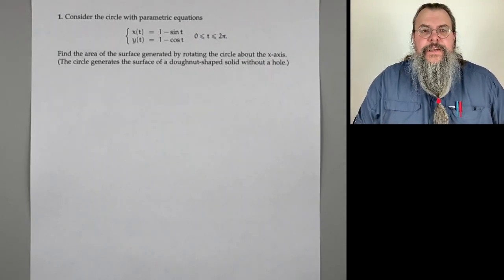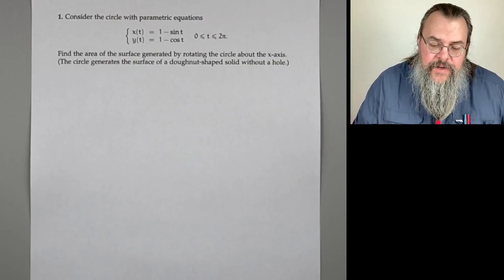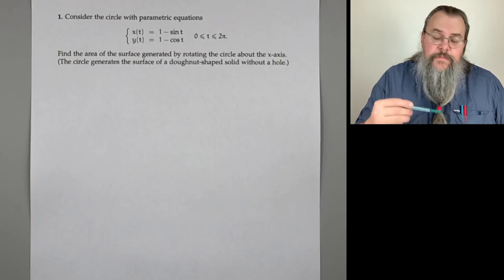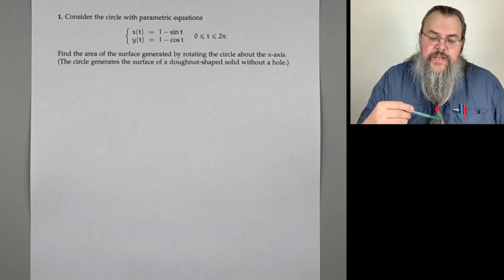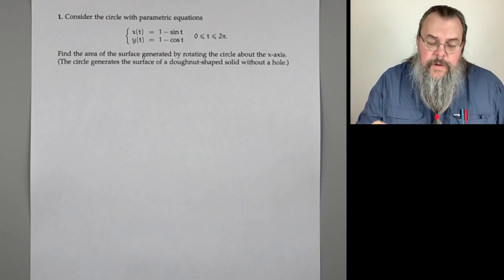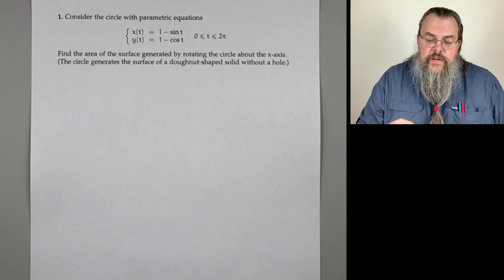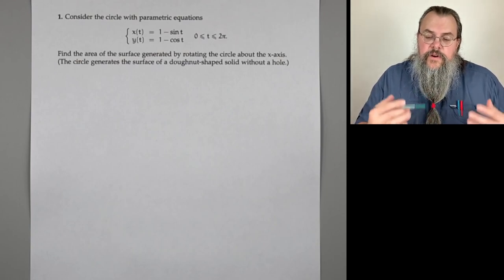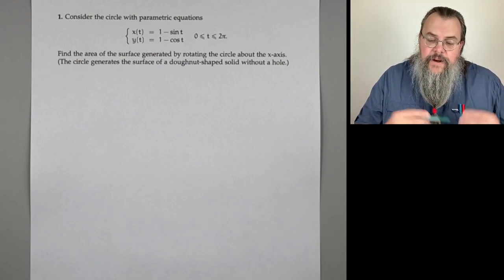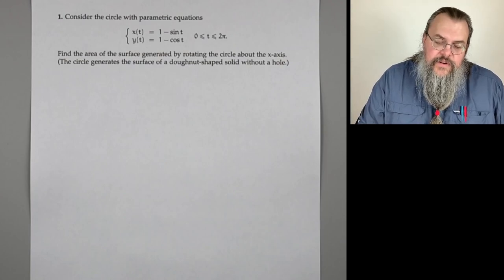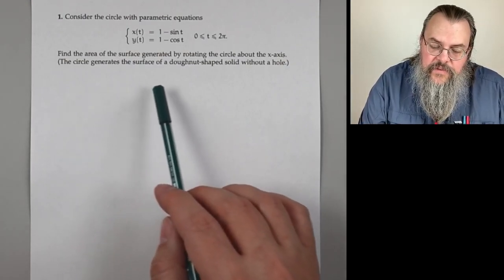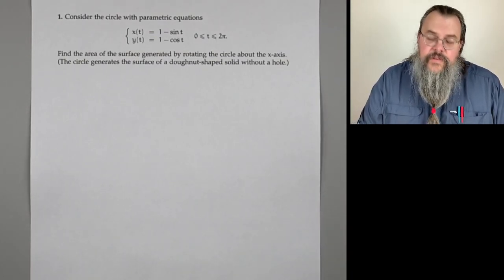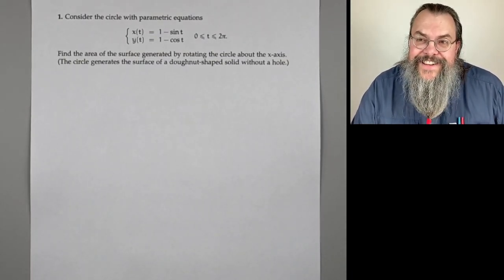Number one. Consider the circle with parametric equations x of t is 1 minus sine t, y of t is 1 minus cosine t, and t goes 0 to 2 pi. And it says, find the area of the surface generated by rotating the circle about the x-axis. The circle generates the surface of a donut-shaped solid without a hole. So this will be unholy, is what that says.